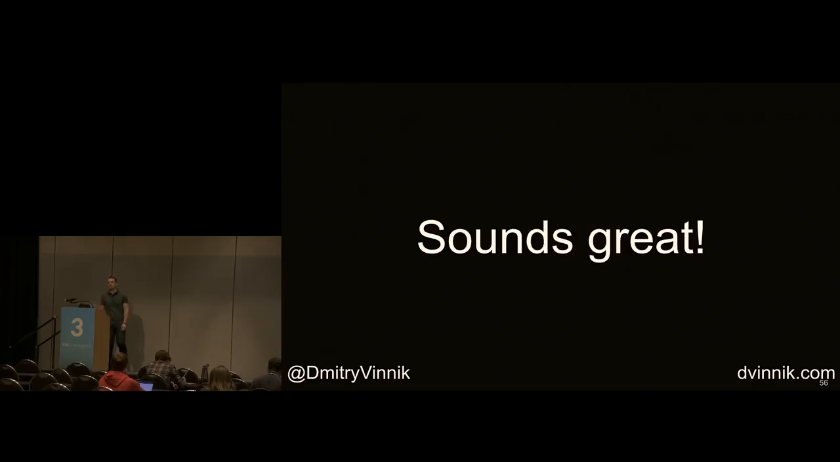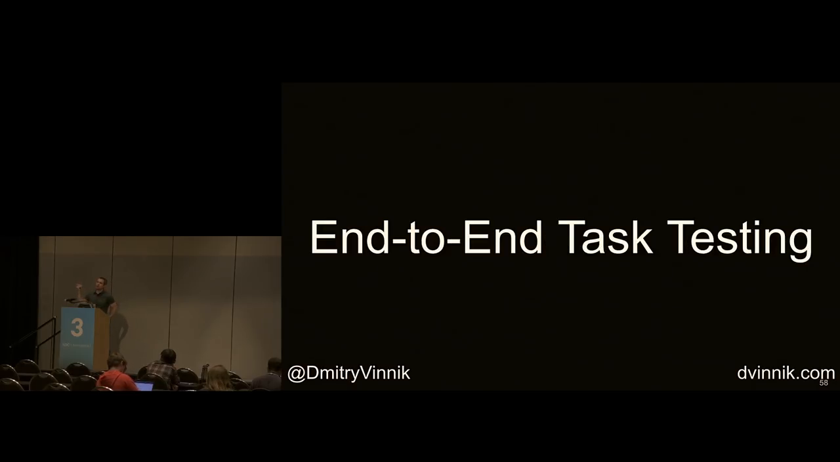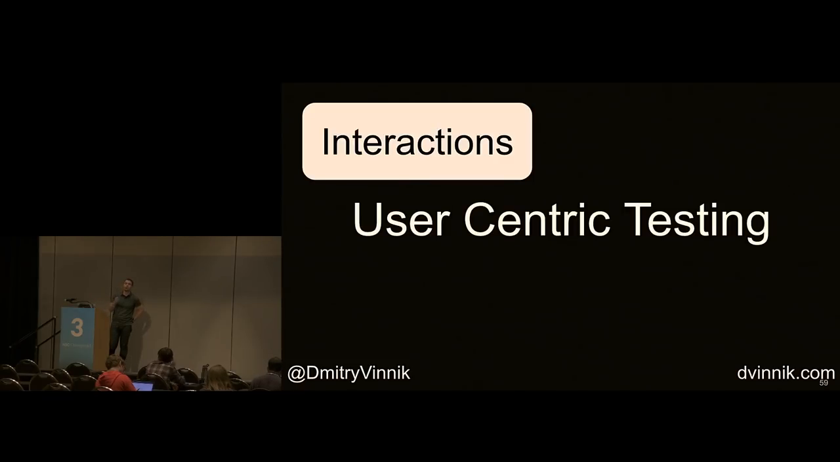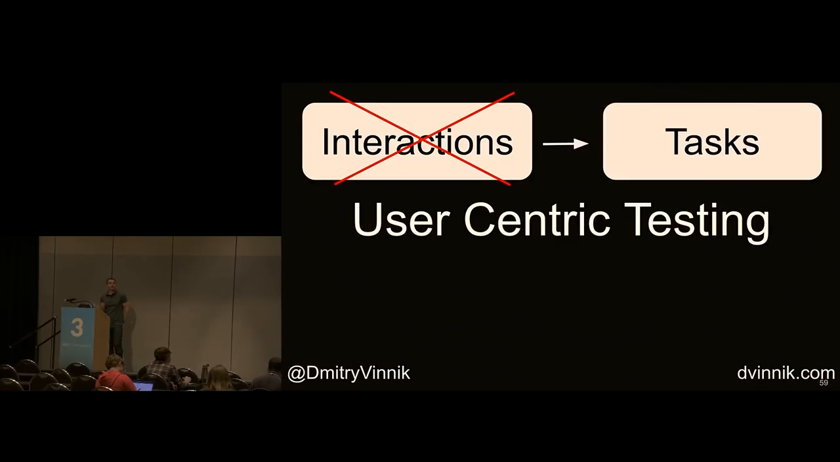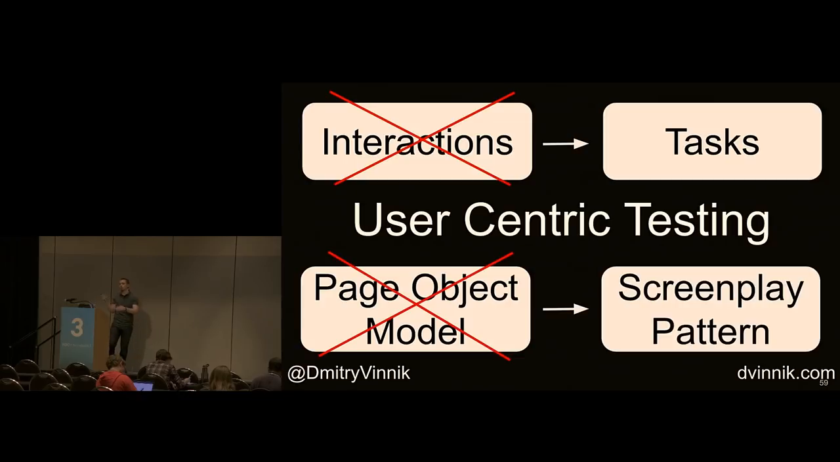And again, I know it all sounds great about changing the focus and such, but how do we actually perform that? Because it's easier said than done, right? When it comes to end-to-end task testing or user-centric testing, there are so many names for that. What you're trying to do is to move away from interactions towards tasks. You're not thinking about the page object models. If you've ever written any Selenium code, you probably heard of that pattern. You're trying to go towards the so-called screenplay pattern.